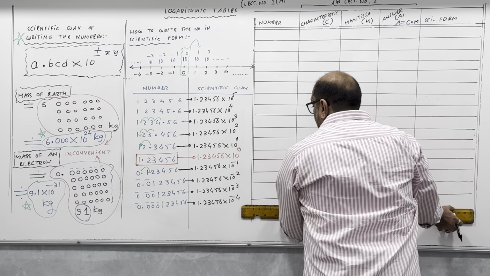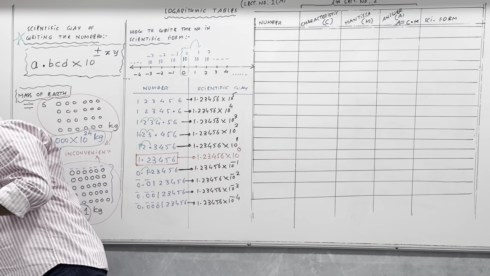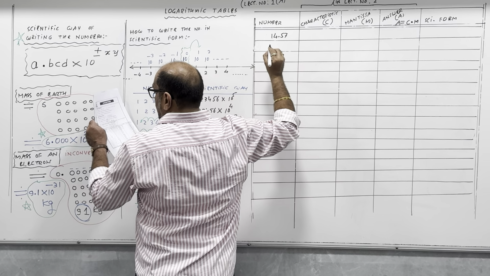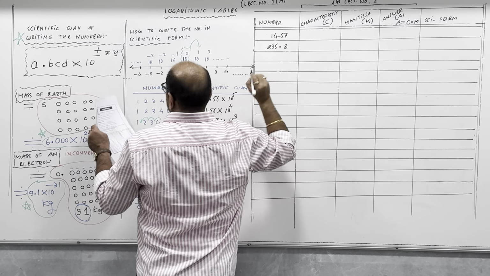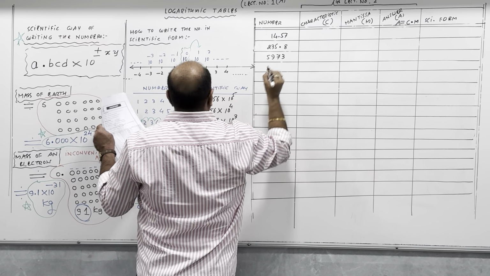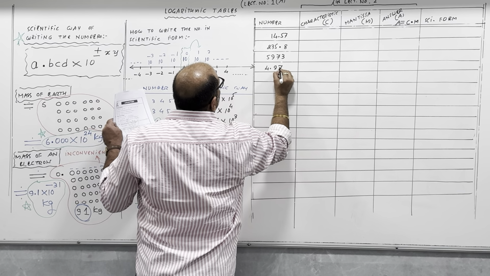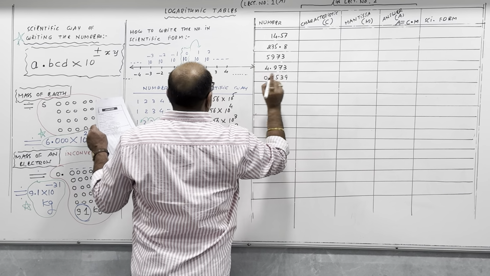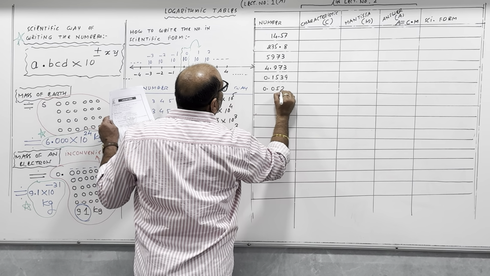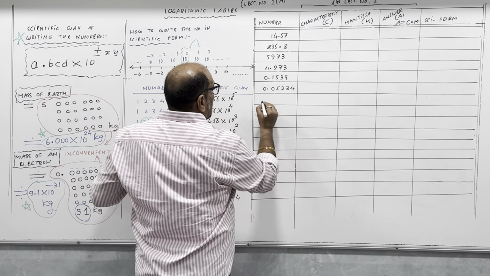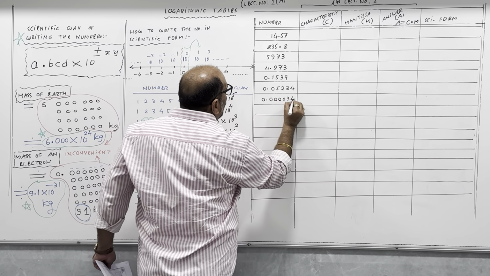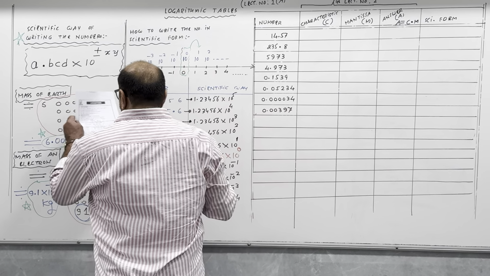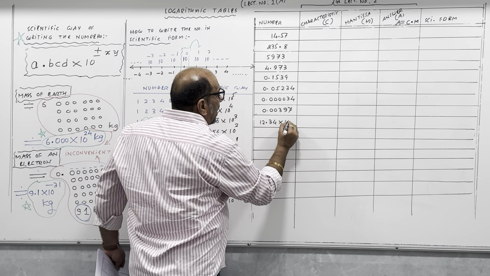Check please. The table which is being given to you has 15 questions. The first number is 14.57. The second number is 235.8. The third number is 5973. The fourth number is 4.973. The fifth number is 0.1539. The sixth number is 0.05234. The next number is 0.000034. The next number is 0.00397. The next number is 12.34 into 10 raised to plus 2.